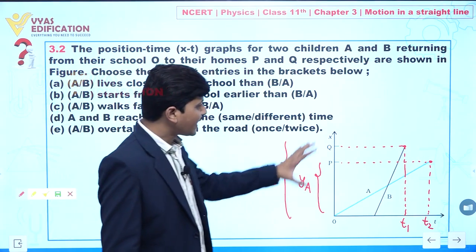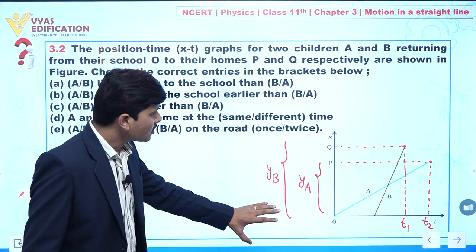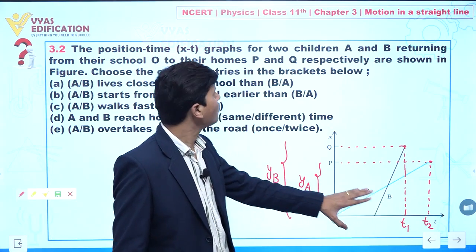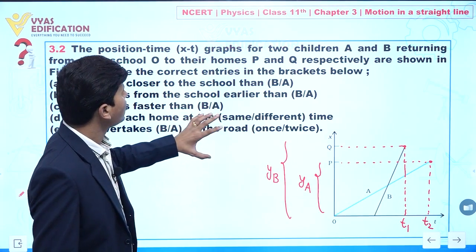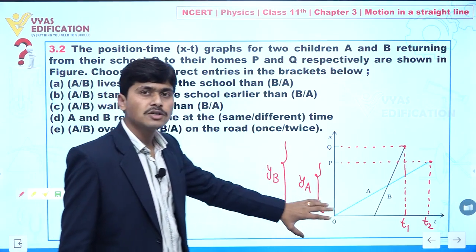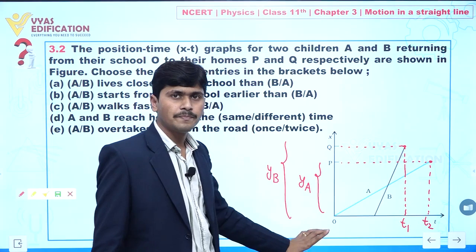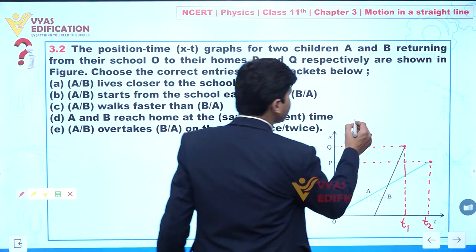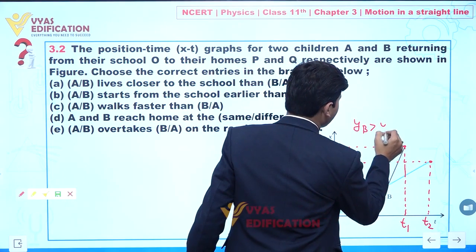So, now you can see directly from the graph that the distance of home of B is more compared to the distance of home of A from school. Clear? It means directly you can say yB is greater than yA.